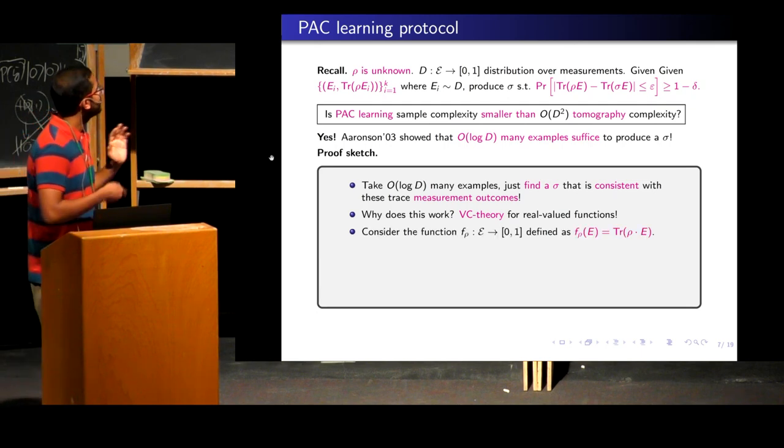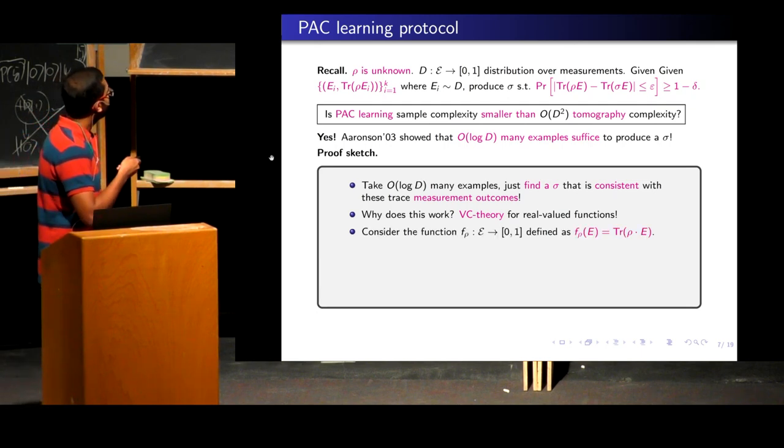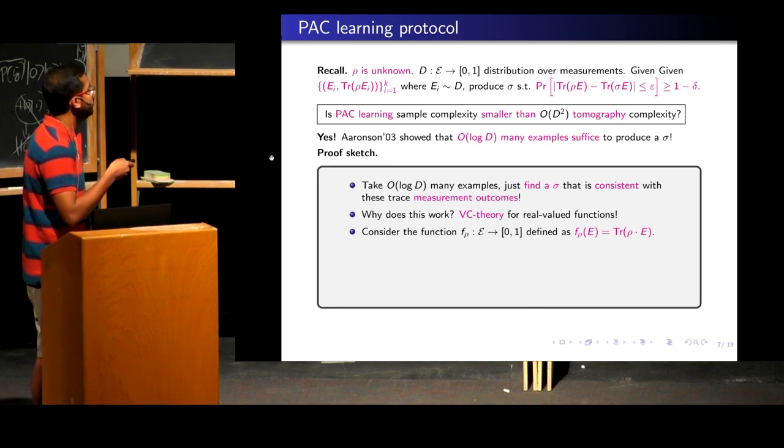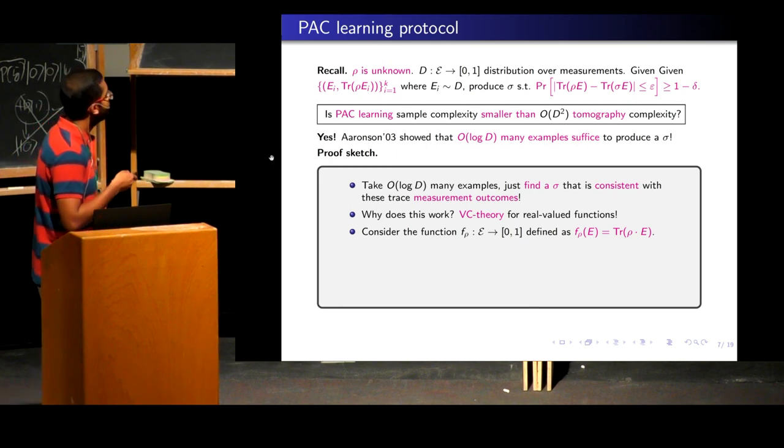So consider the set of functions f rho. So f rho is just a function that maps script E to 0, 1. So remember, script E was the set of all possible two-outcome measurements. F rho of E is just trace of rho times E. And this is a number between 0 and 1. So think of E as just being between 0 and identity. Trace of rho times E is between 0 and 1.